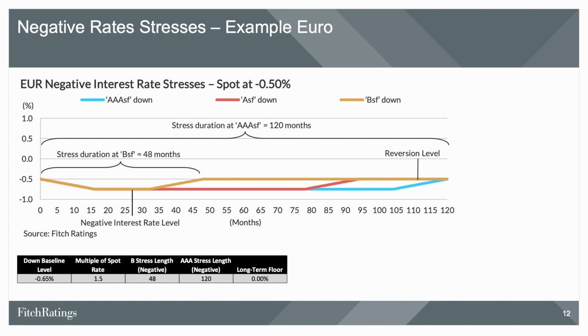If the starting spot is already negative, then the negative rates plateau, here labeled negative interest rate level, is given by the lower of minus 65 basis points and the multiple of spot rate times the negative starting spot rate. In this case, starting spot rate times 1.5 equals minus 75 basis points, which is lower than the baseline level of minus 65 basis points. The negative interest rate level is thus minus 75 basis points.